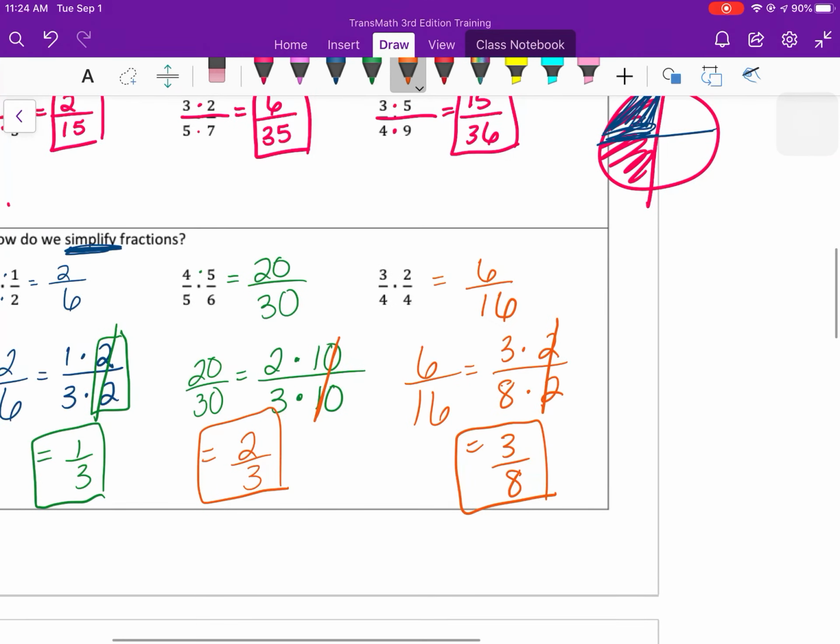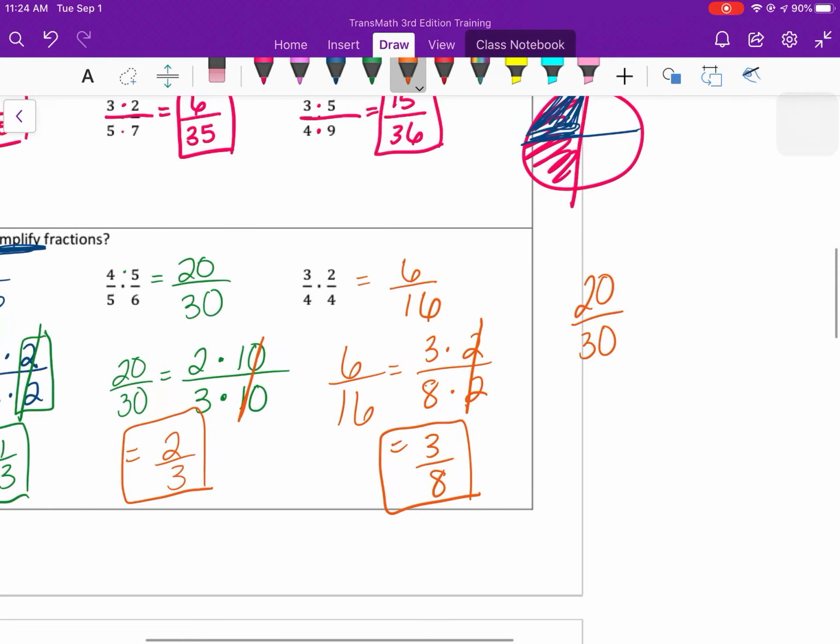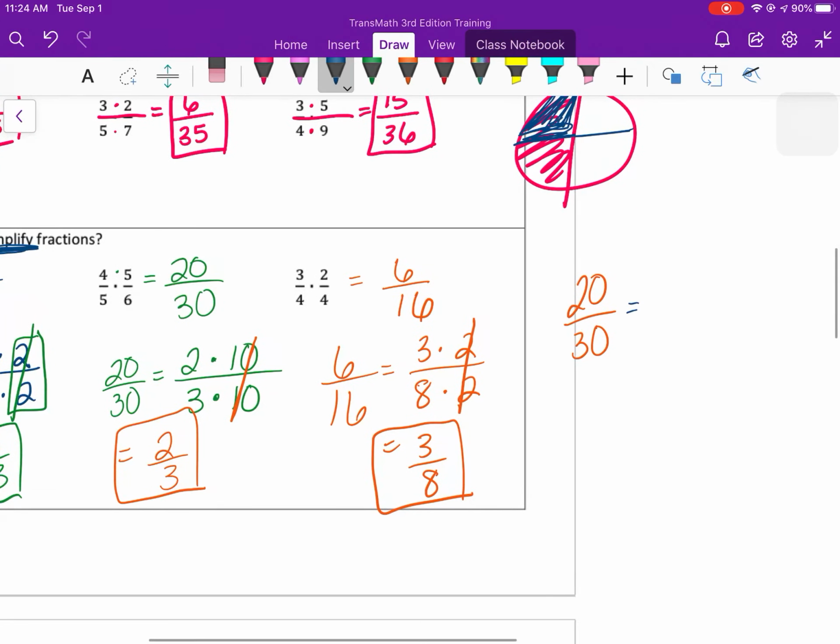Once in a while, you do need to simplify more than once. Let's go back to 20 over 30. Let's say we would have simplified by 2 first.